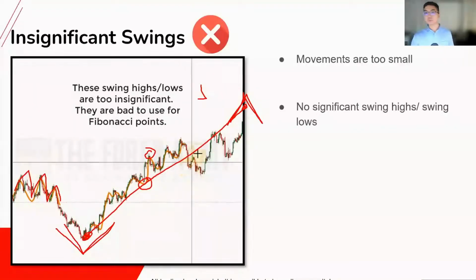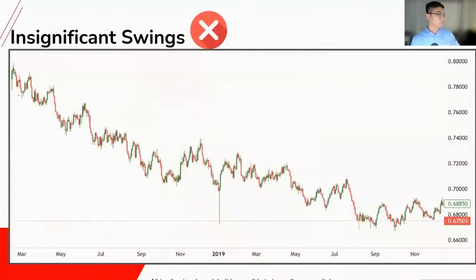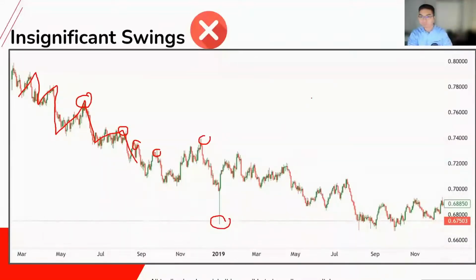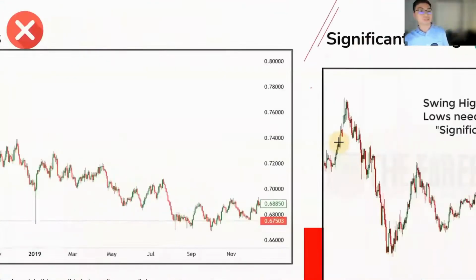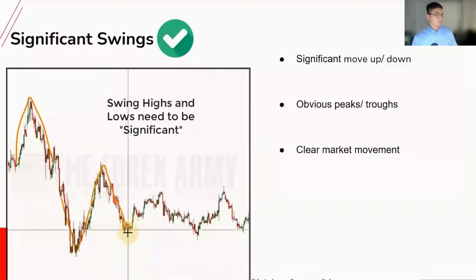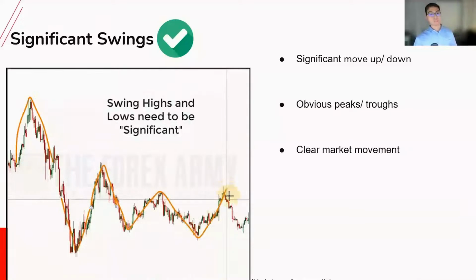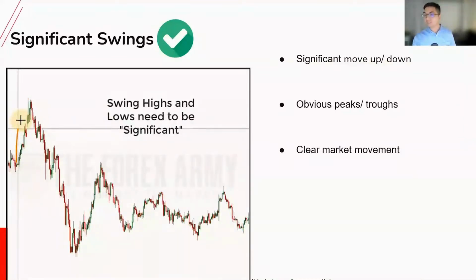That is a proper significant swing. If you want, I can show an example on the chart. Okay, the insignificant swing I showed you already. All these kinds of swings right here are too insignificant to even draw out. This is a very nice significant swing move, from a swing high drawing towards a swing low. It's a significant move up with obvious, clear market movements.